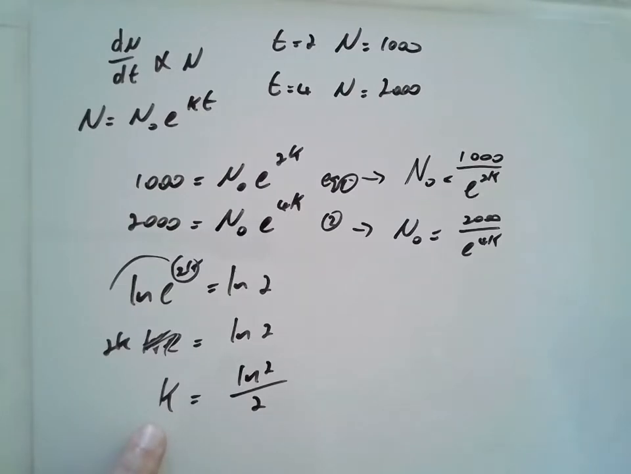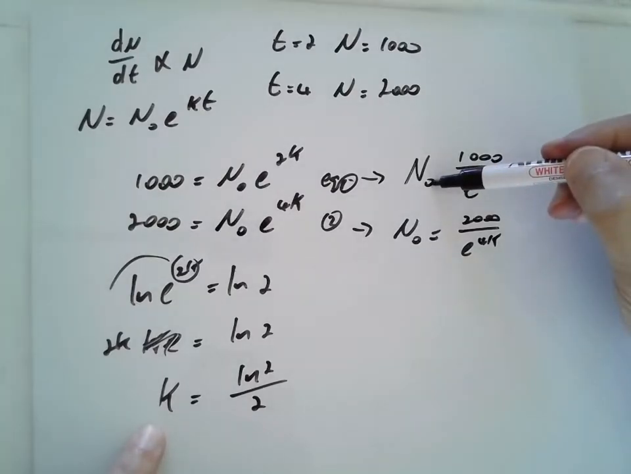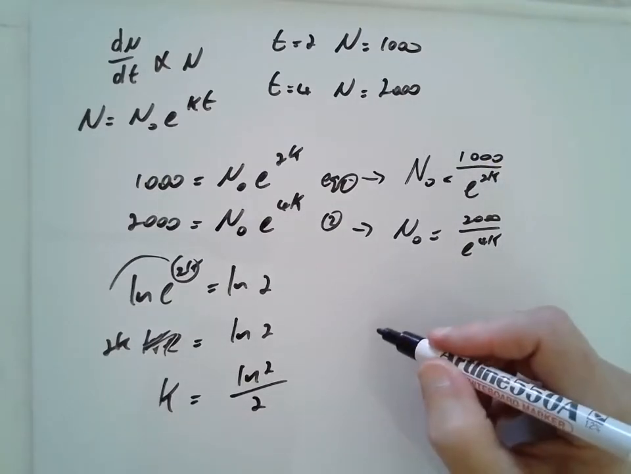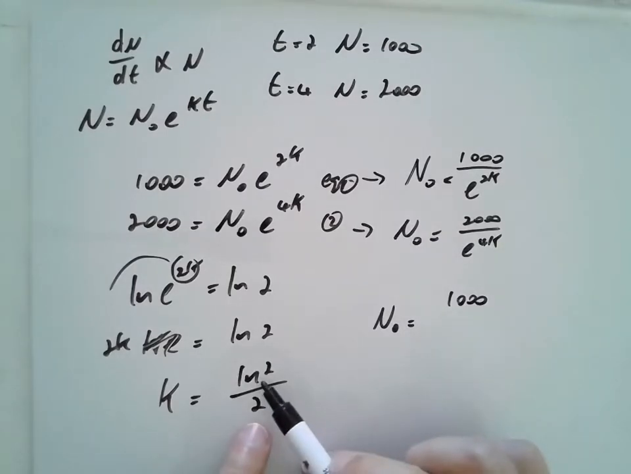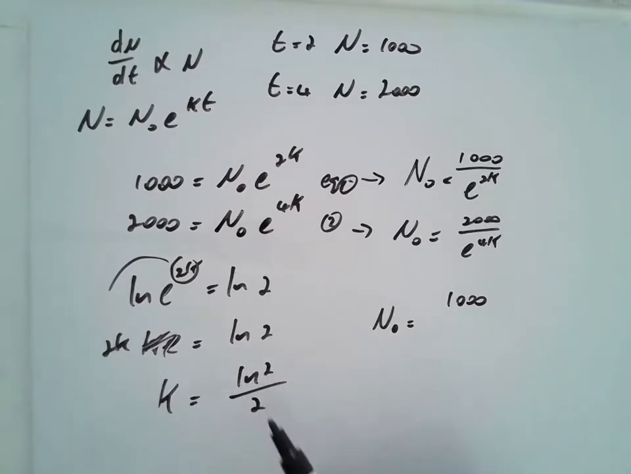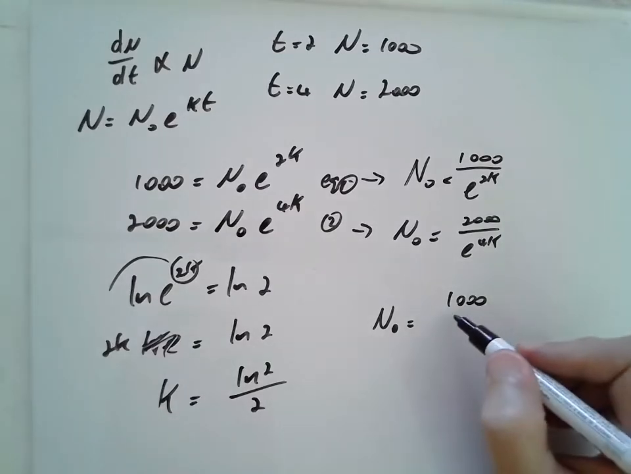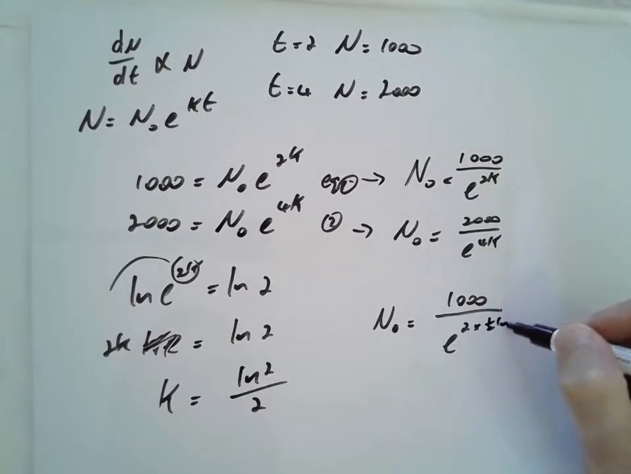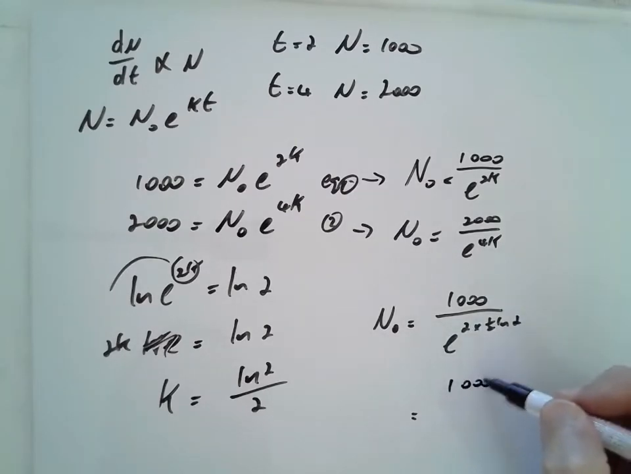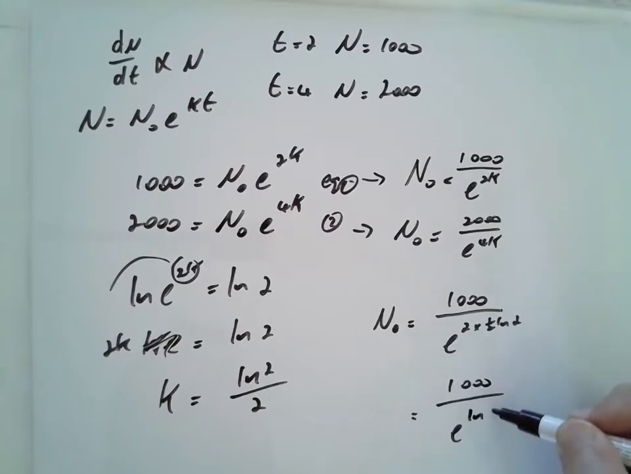Once we've got our k, we can then go back here to find our N0, or our initial population. So N0 equals, sometimes the book will put that into a decimal function, but ideally you want to keep it in exact form if you can, because you just don't know what's going to pop up over here. So 1000 over e to the 2 times a half log 2. So 2 times a half is 1, so it's e to the log 2.